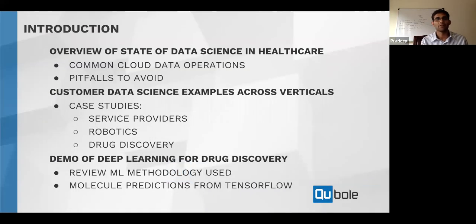The agenda of this talk is broadly divided into 3 sections. In the first section, I'll be talking about the state of enterprise data science in healthcare. In the second section, we'll cover certain customer data science examples across the healthcare verticals that we serve, with a few case studies. One of them is in the provider space, and the second is a robotics company trying to leverage ML and AI to advance their use cases. Towards the end of this talk, we will lead you into a demo of a real-world example application of drug discovery through deep learning. So let's get started.